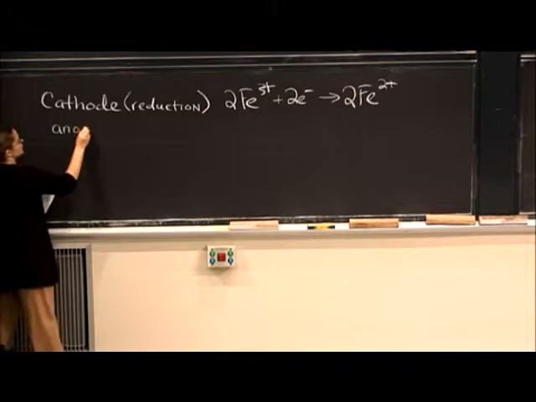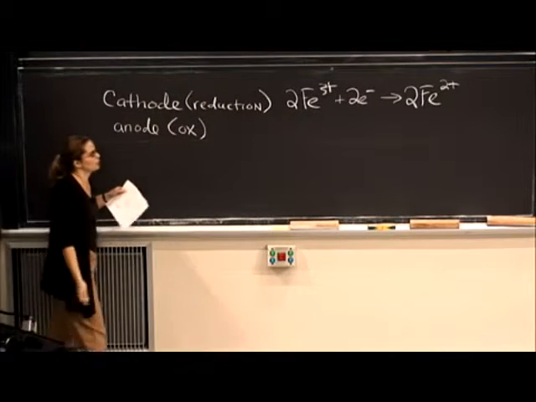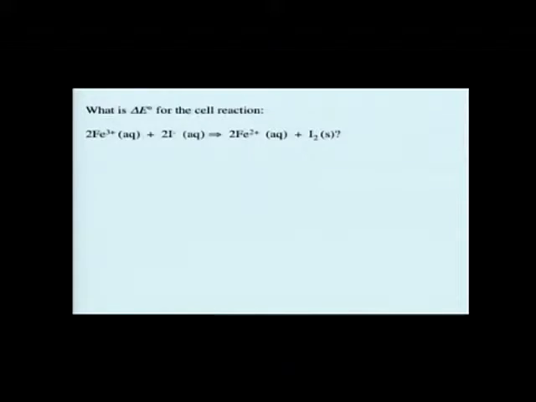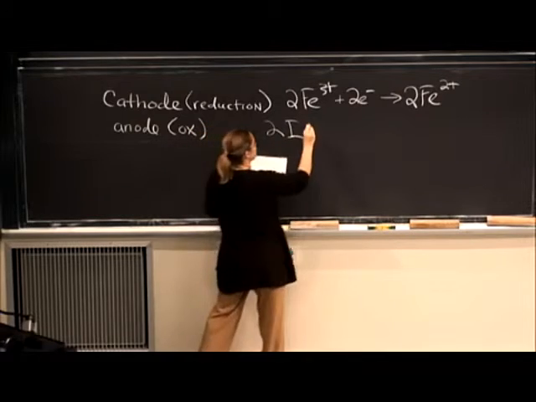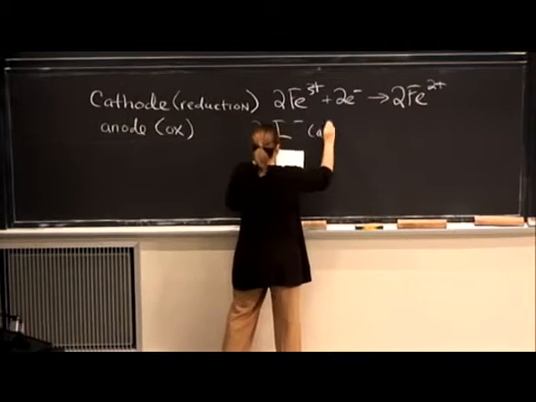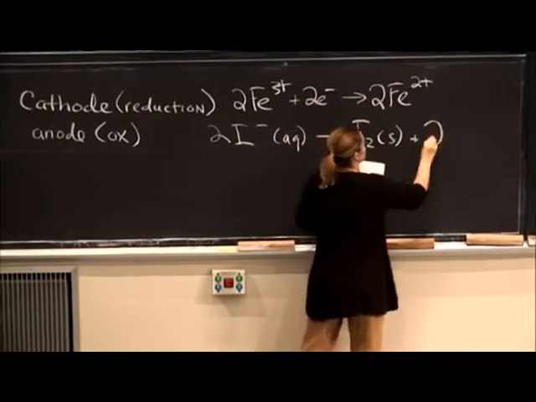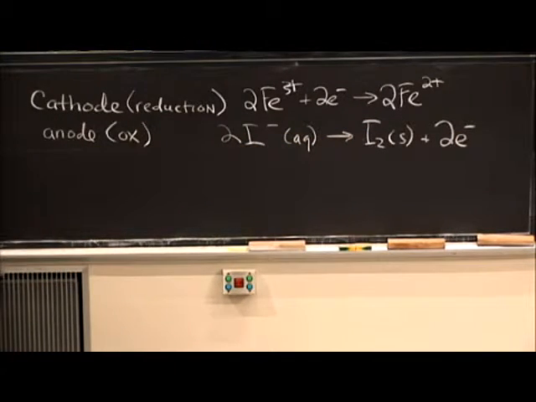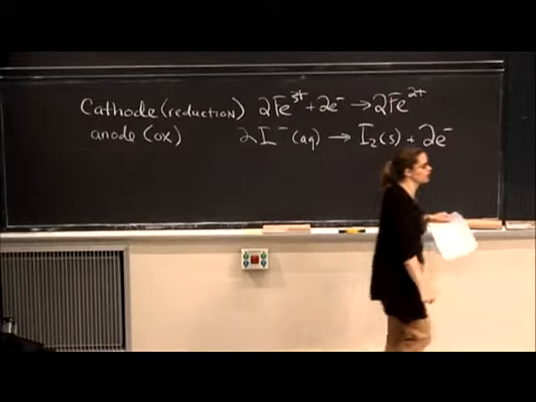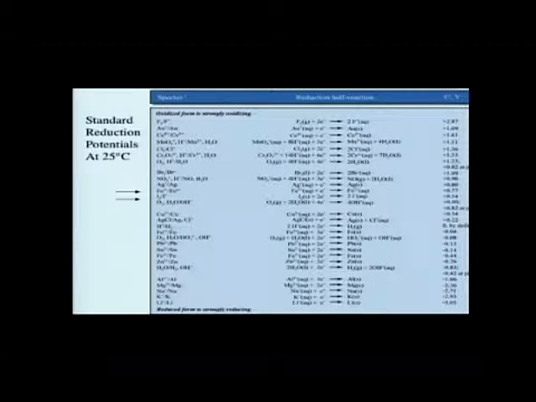Then at the anode has an oxidation going on, and we only have one choice left of what's being oxidized. So we have, and again, balanced, 2 I minus, in aqueous solution, going to I2 solid plus 2 electrons. So we have now our 2 half reactions written out, and we can look at the standard reduction potentials, which we'll need to calculate the E for the cell.